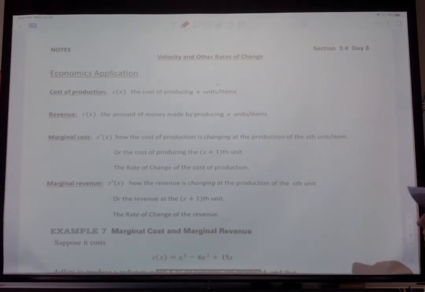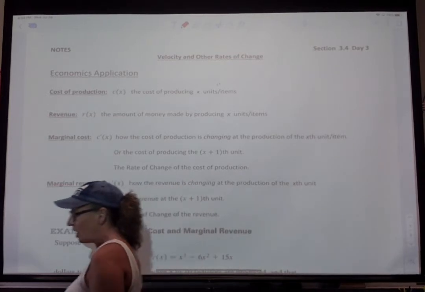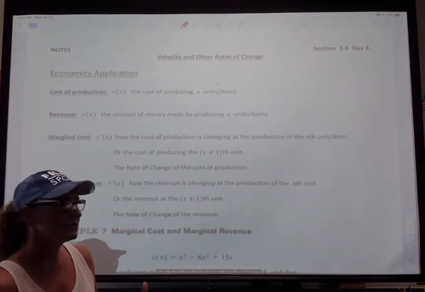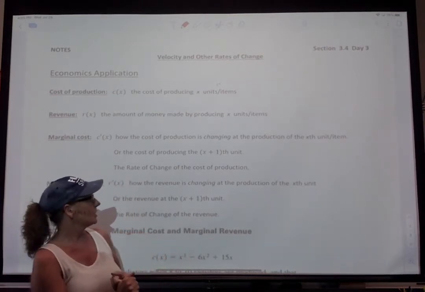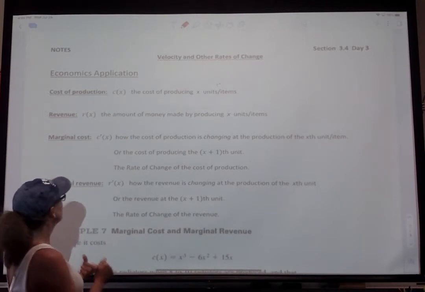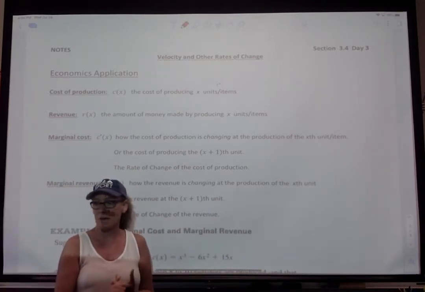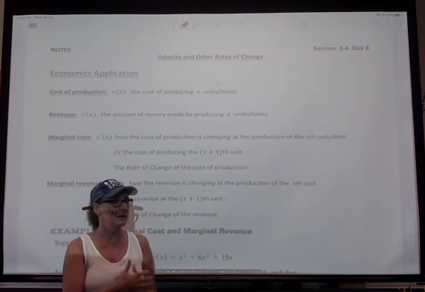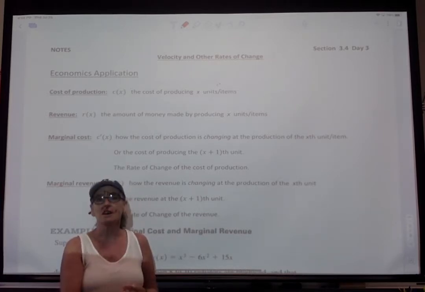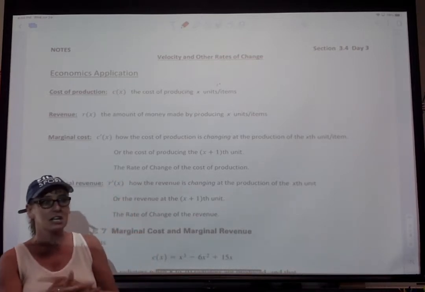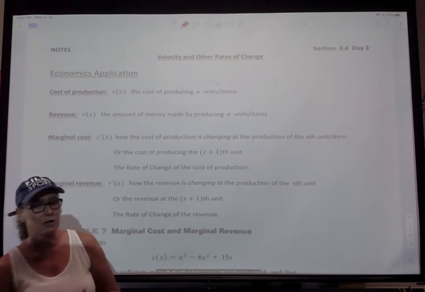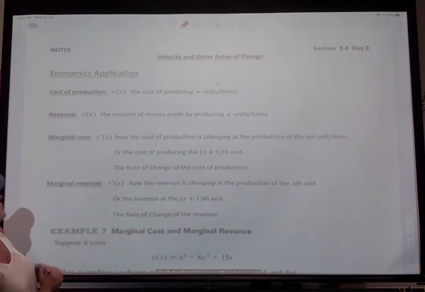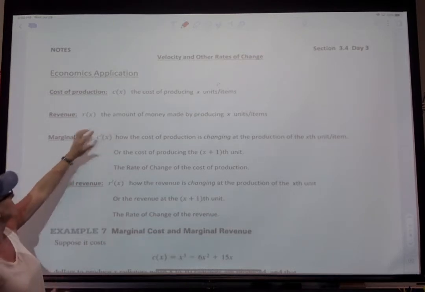So in economics, we often look at, like if you were a business owner, how much does it cost to produce the items that you're making? And included in cost of production might be materials for whatever item you're making, the lease on the building, the utilities on the building, to keep the lights on and to keep it air conditioned, all the wages that you pay your employees and your insurance and all that stuff. So that's the cost of production.